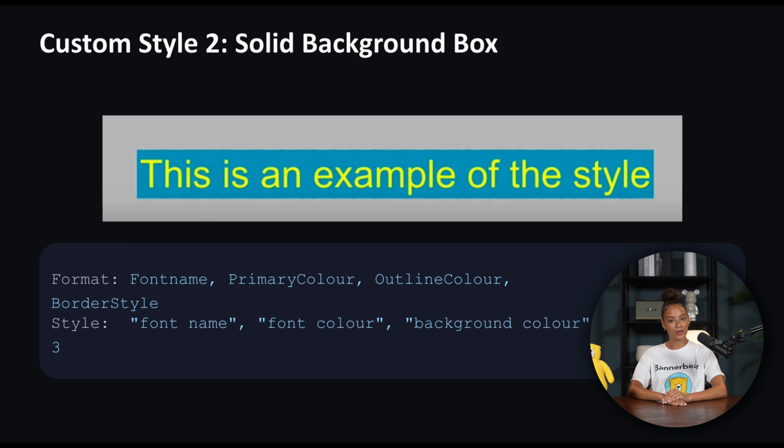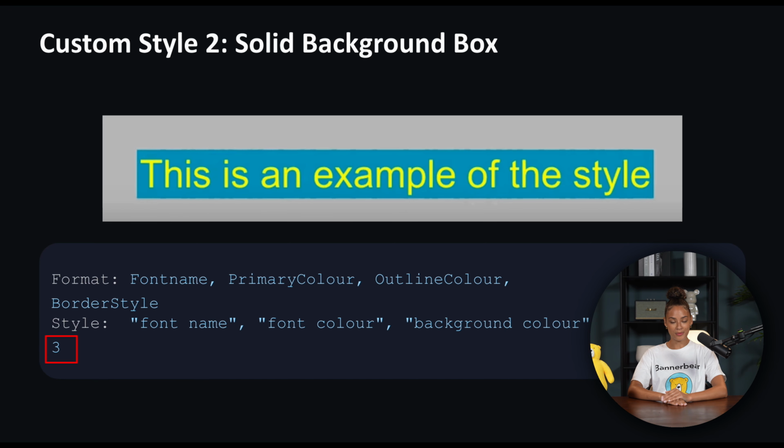The second style is text with a solid background box. This puts a colored box behind the text, the same format as the YouTube style we covered earlier, but now you can use any font style and color to match your brand. Simply change the font and colors in the settings. Border style equal 3 is what tells FFmpeg to draw a filled box, so keep it the same.